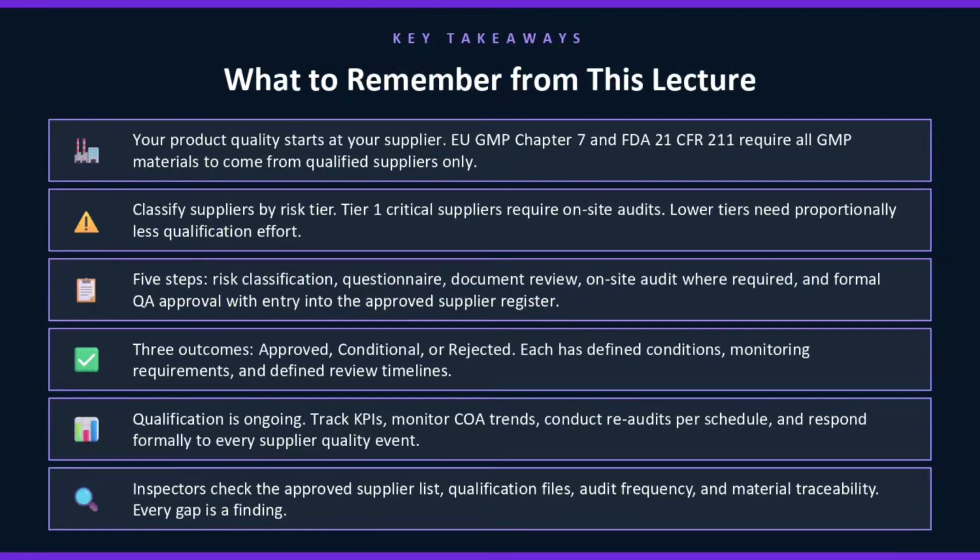Number 5. Qualification is ongoing. Track supplier KPIs monthly, analyze COA trends, conduct re-audits per schedule, and respond formally to every quality event involving a supplier. Number 6. Inspectors check the approved supplier list, individual qualification files, audit frequency, and material traceability. Every gap in these areas is a finding.